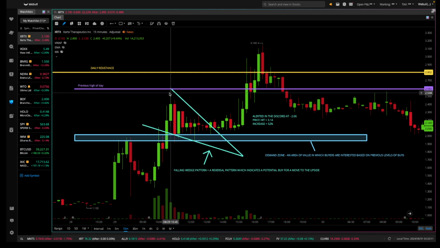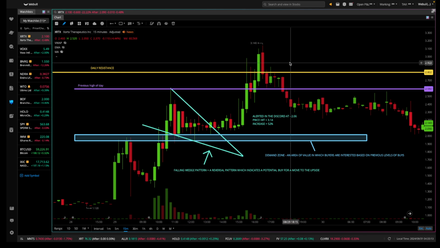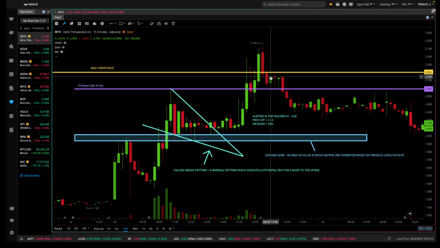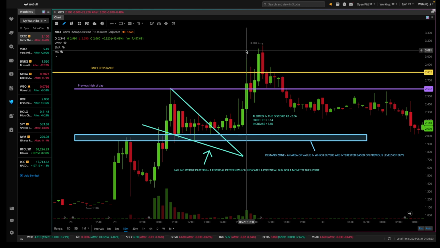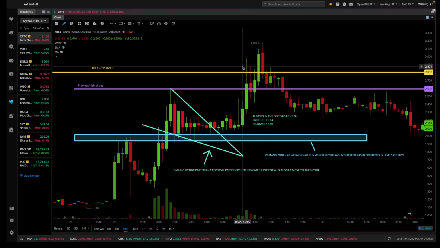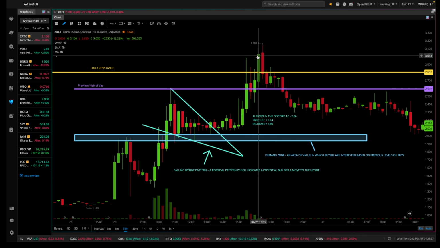And then we're using the previous high of day as a key area of resistance, as well as a daily resistance. I always have the daily resistance marked just in case price breaks through. It uses it as a base, and in this instance you could clearly see where price starts to reject and is rejecting in that zone of a daily level, right?